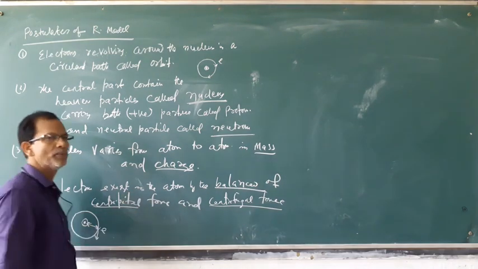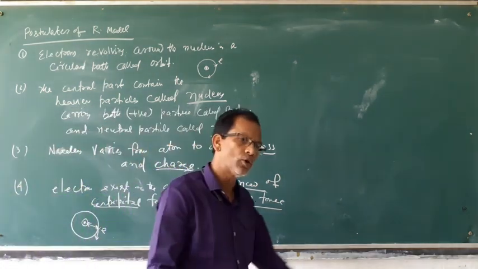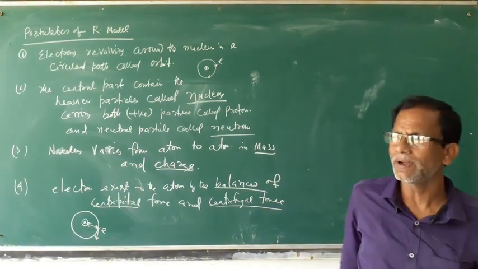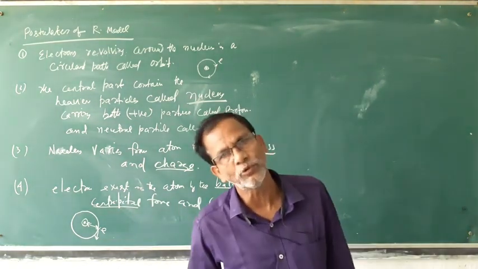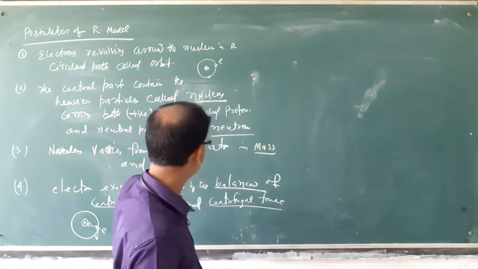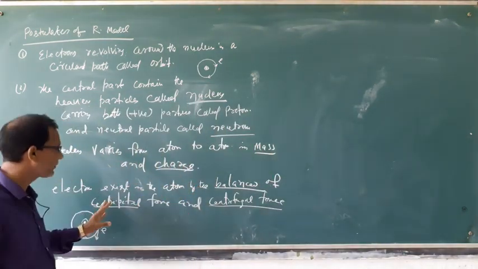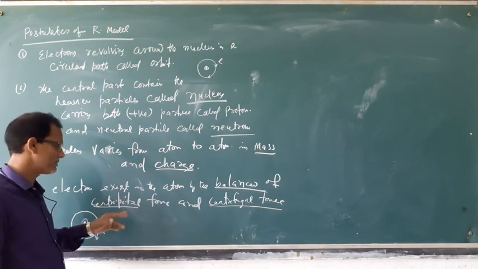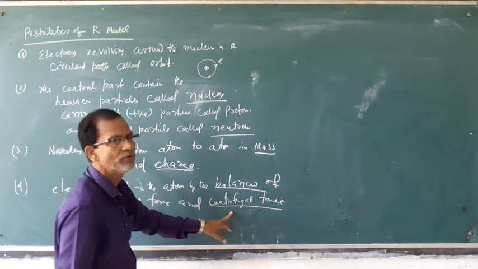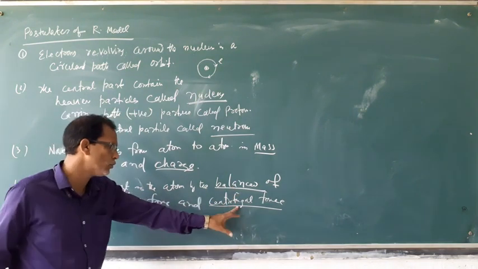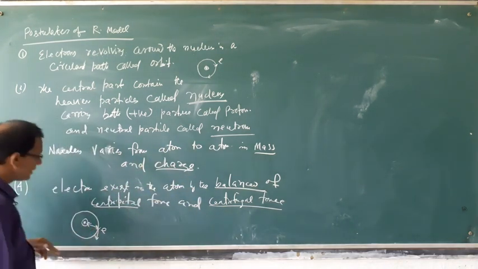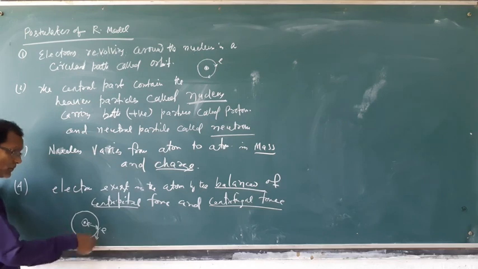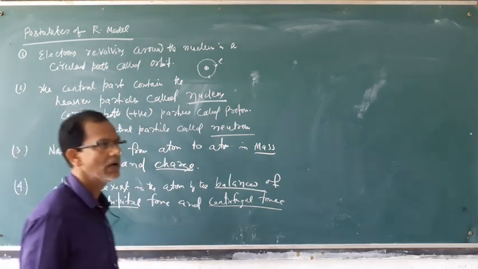If this force is not balanced, then the electron will automatically be removed from the atom, without any force, without any energy. That's why this force is balanced due to centripetal force and centrifugal force. This force is outward and this force is inward. Due to this balance, the electron exists inside the atom and continuously revolves around the nucleus.